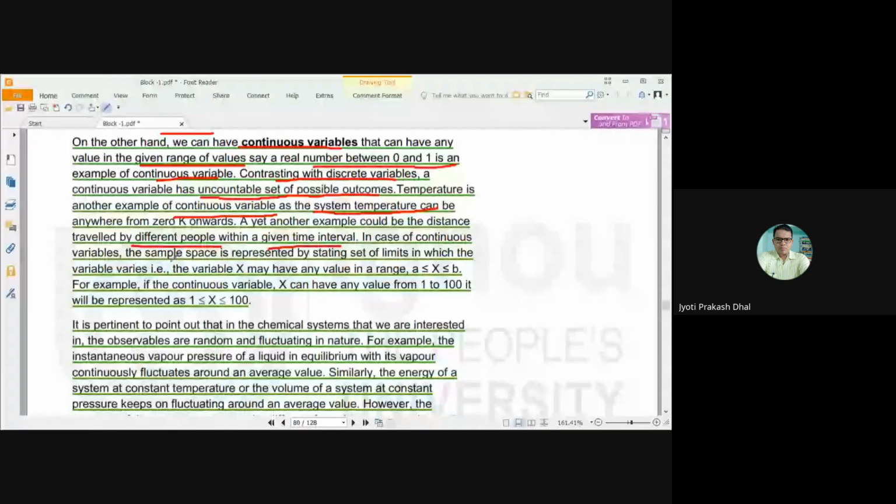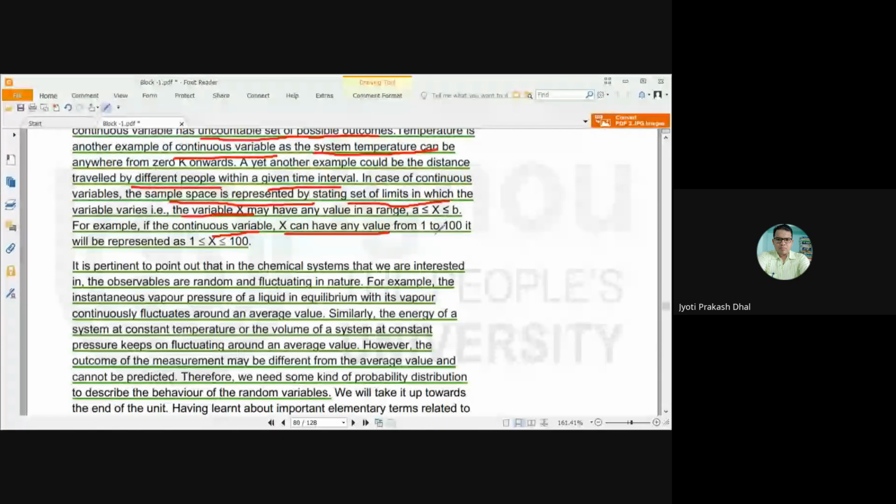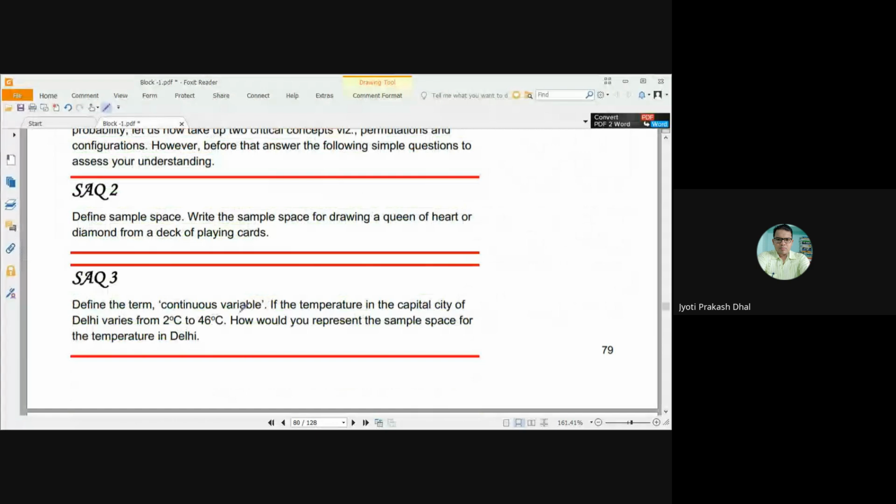Now in the case of a continuous variable, the sample space is represented by stating the limits within which the variable varies. The value of x may lie in the range a less than or equal to x less than or equal to b. For example, if the continuous variable x can have any value from 1 to 100, it will be represented as 1 less than or equal to x less than or equal to 100. So these are the different continuous and discrete variables.